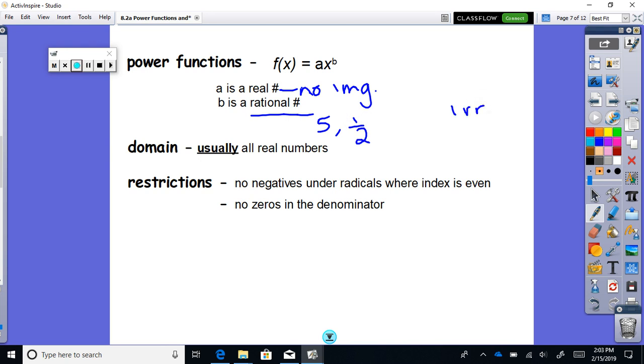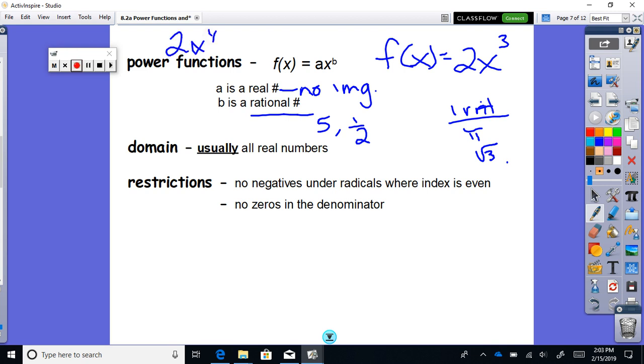Irrational numbers, irrational are like pi is irrational, the square root of 3 is irrational. So anything that's written in this form. So it could be like f of x equals 2x to the third. That's a power function. It's a cubic function, to be specific. 2x to the 1/3. That is a cubed root function, but it's a power function. The power is to the 1/3.